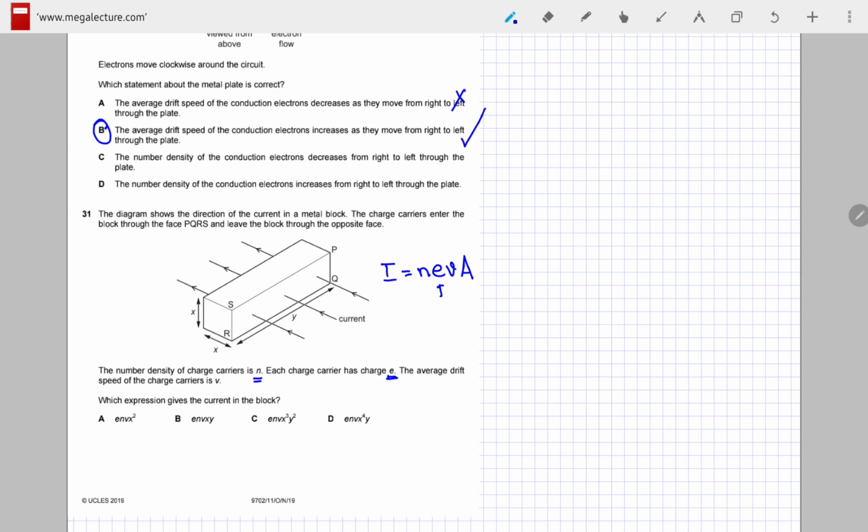right, where e is the charge, n is the number of charge carriers, and v is drift velocity, while A is the area. So based on this diagram, the area is this face Y and this width X, right? So that's the area that is contributing to this current. So the area would be X times Y, and so the equation becomes I is equal to nevXY. So that's the correct option, which is option number B.